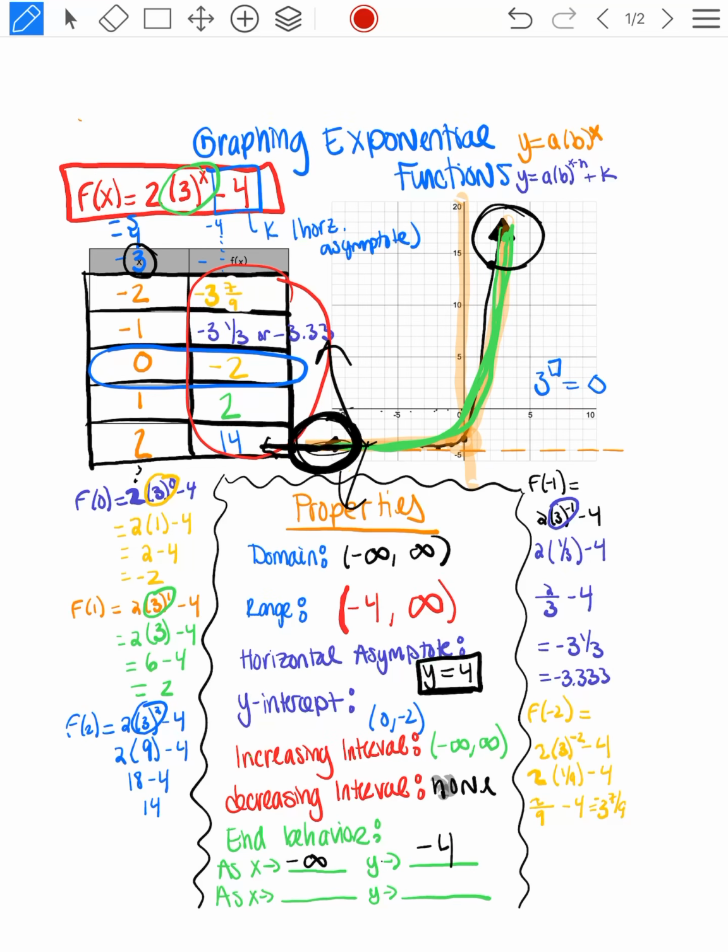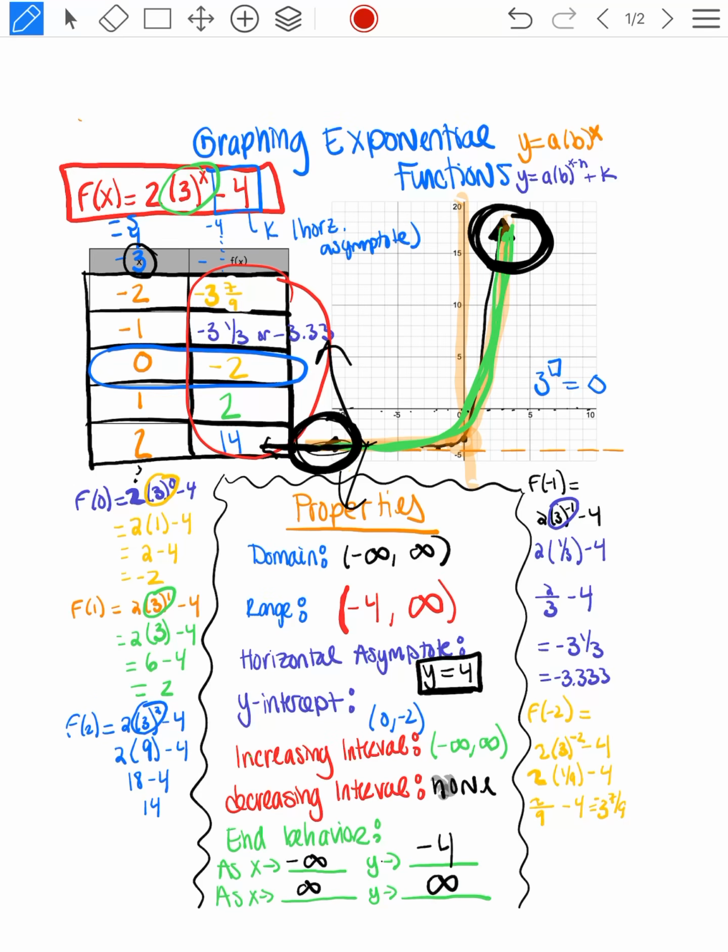And then I'm going to take a look at the other end. So look over here at the right end. This time it says x goes to infinity, right? Because as I keep going this way to the right, my x's are getting bigger. And what happens to y? Is it going up? Is it going down? Is it going straight across? Well, here it's clearly going up. So I'm going to say as x goes to infinity, y goes to infinity. Basically what we're saying is as x gets bigger, y gets bigger.